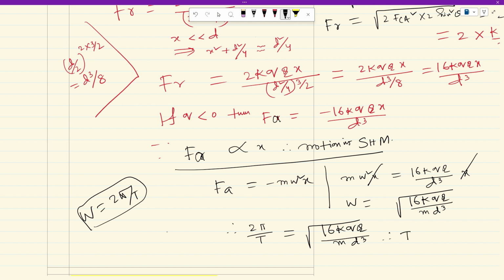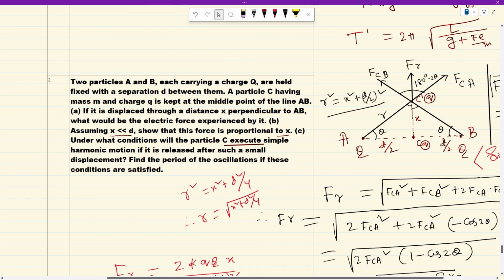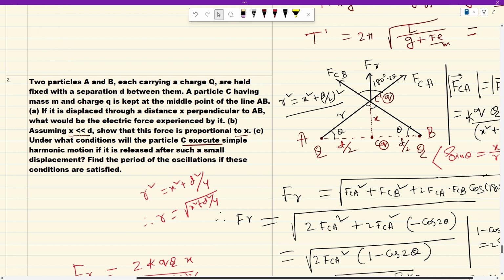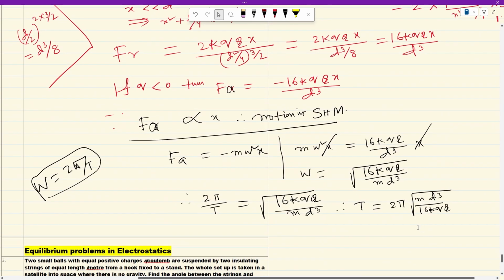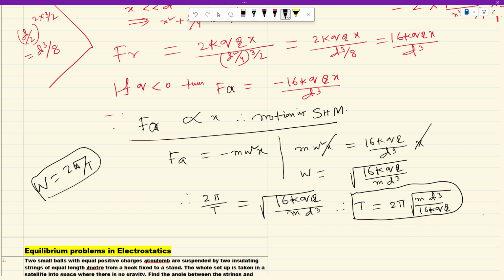From there, we can get the value of time period. So T will be equal to what? 2 pi under root m d cube by 16 kqq. Alright? You all understand? So this way time period can be determined. You just put the value of k over there, which is 9 into 10 to the power 9. For a numerical problem, you can get the value of T from here, the time period.